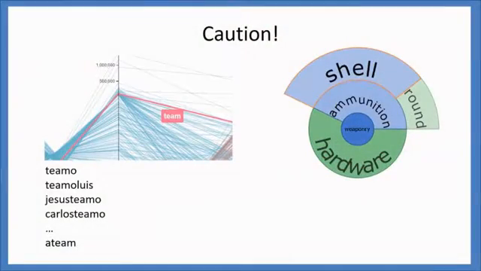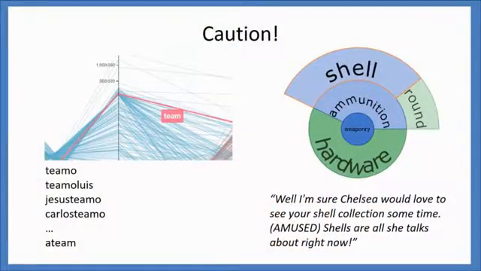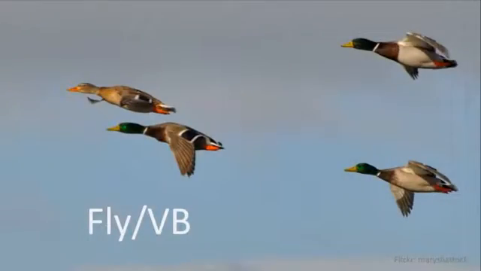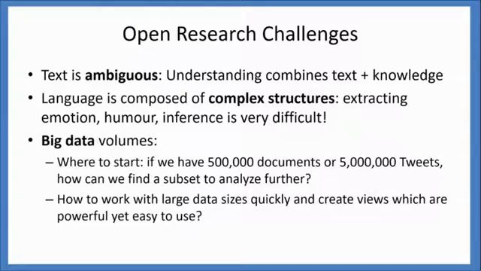Same thing. This is Barbie. So what Barbie is actually saying here is, well, I'm sure Chelsea would love to see your shell collection sometime. I do not think she's meaning weaponry. So we need to be, shells are all she talks about right now. Of course, we also need to understand that there are still ambiguities with relation to part of speech tagging. Text is ambiguous. Understanding comes from our own knowledge.